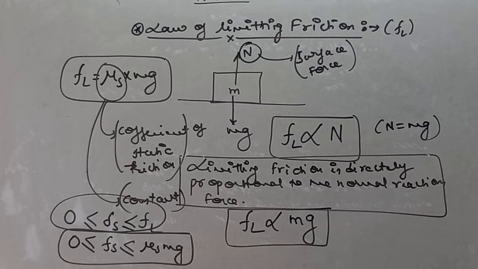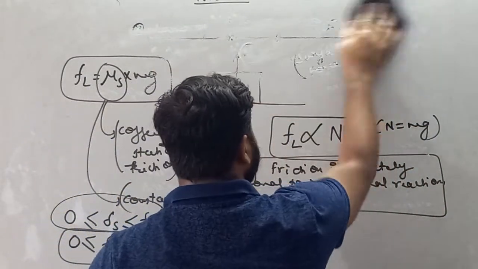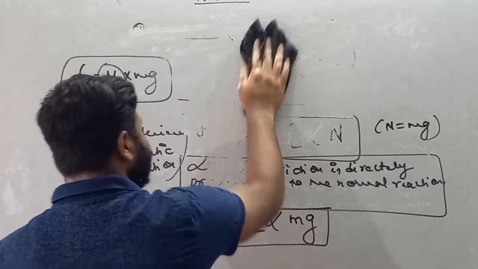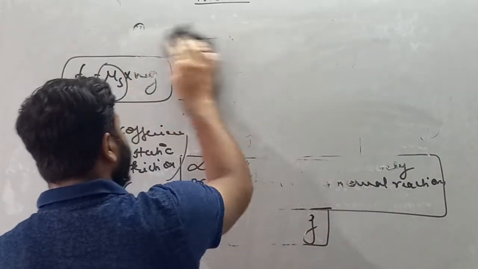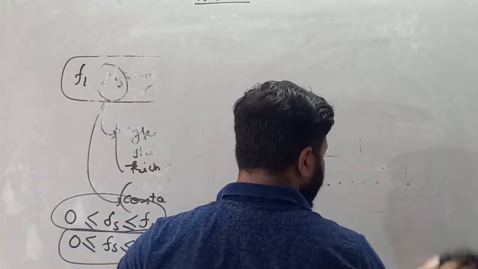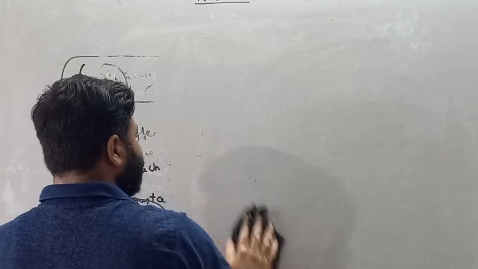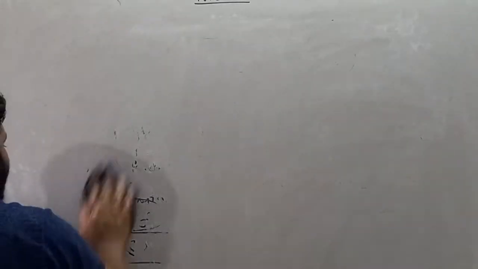Static, after exceeding the value of limiting friction, the body starts moving. In that case no more static friction is there. The body starts moving, hence the nature of friction must be kinetic. So write down the next heading: law of kinetic friction.